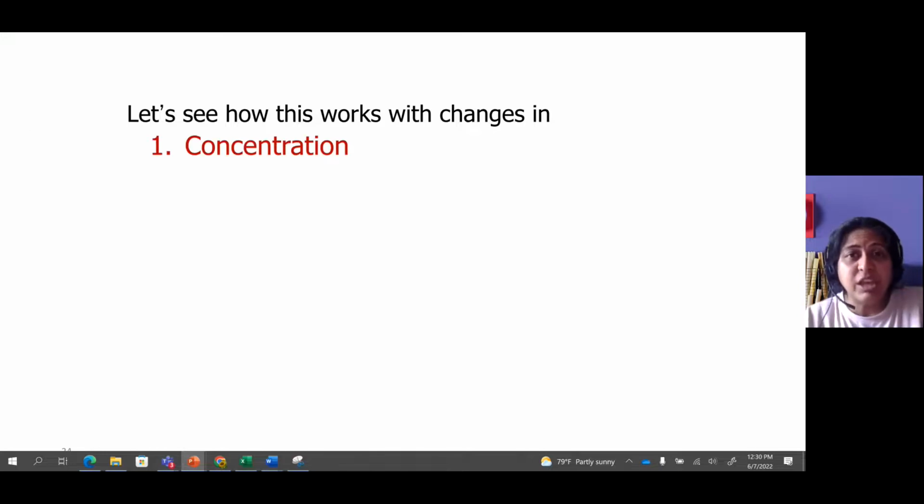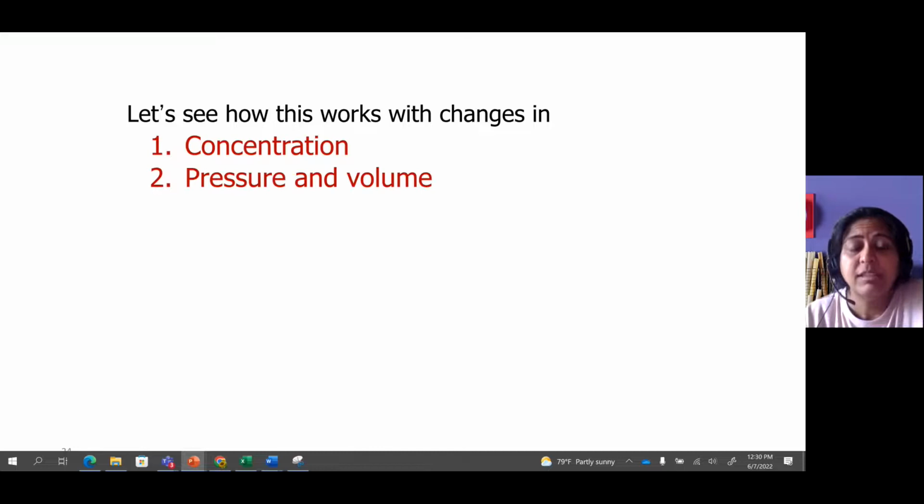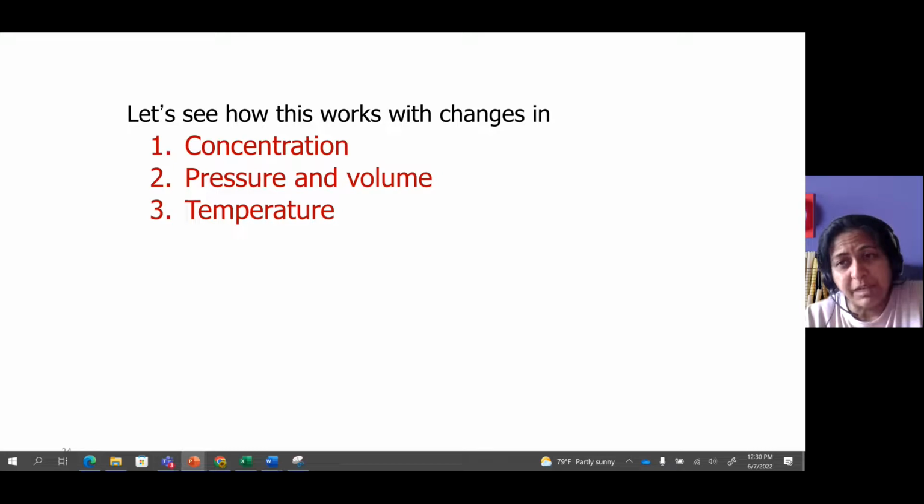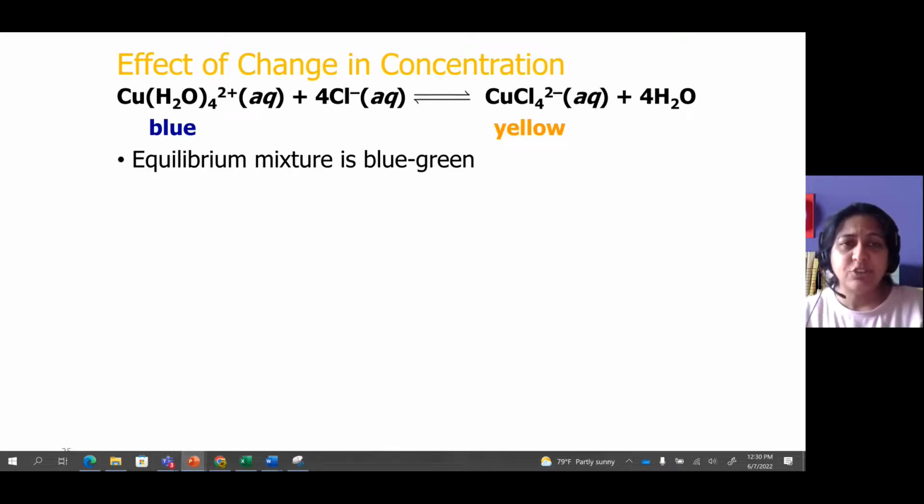The equilibrium can be changed by changing the concentrations, pressure, volume and temperature. All these things can change an equilibrium. Look at this reaction. The tetraaqua copper complex, which is blue, is in equilibrium with chloride ions and forms this tetrachlorocopper(II) complex, which is yellow. So at this equilibrium, the mixture is a blue-green solution.